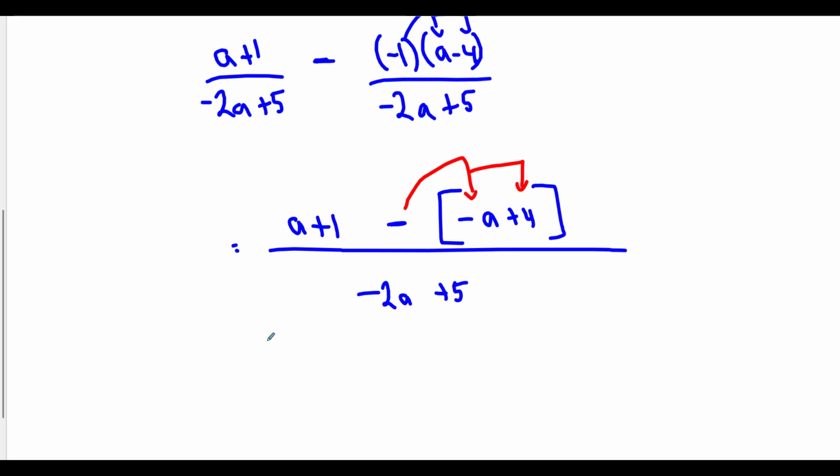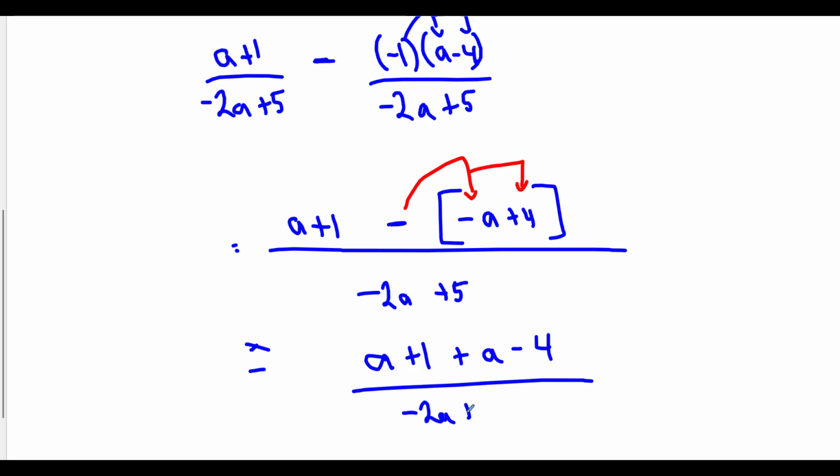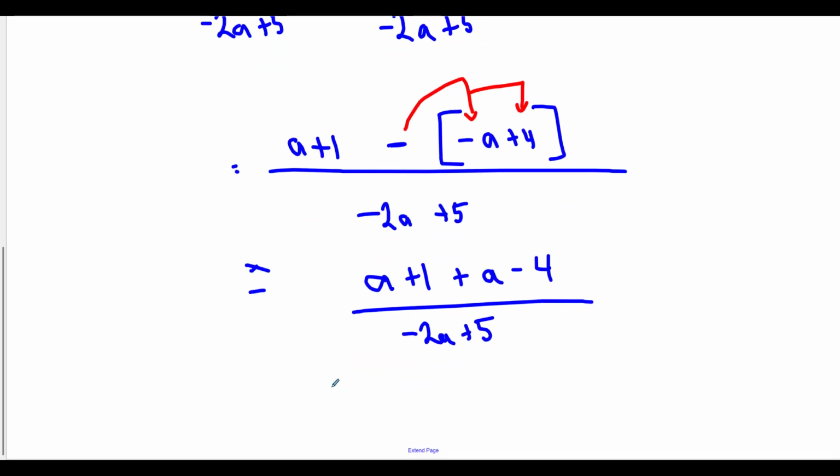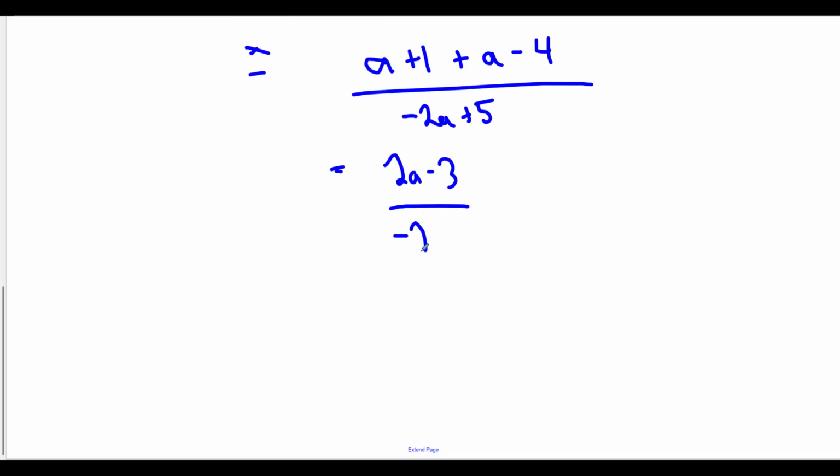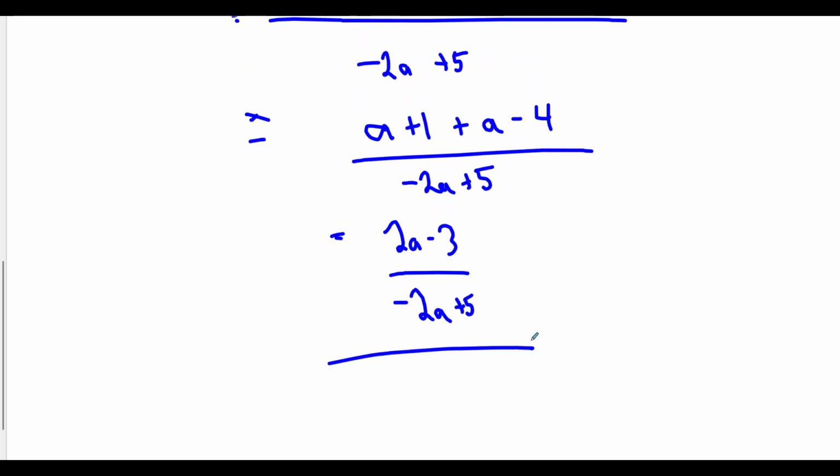So this becomes a plus 1, minus times minus a is just plus a, and minus times plus is -4. That's 2a minus 3 over -2a plus 5, and that's the final answer.